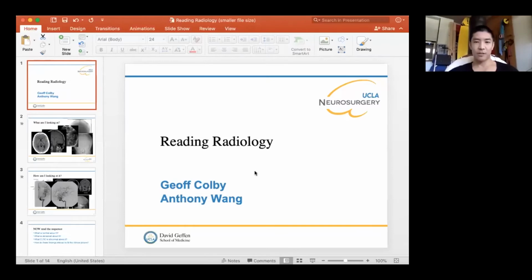I'm going to spend a little bit of time going over very basic principles of looking at images, and then we're going to show you a couple of examples of images that you might come across and might be useful for you to be able to recognize even early on in your training.